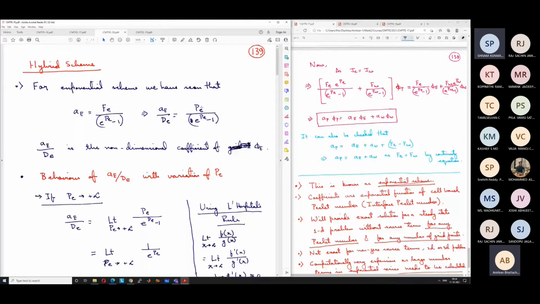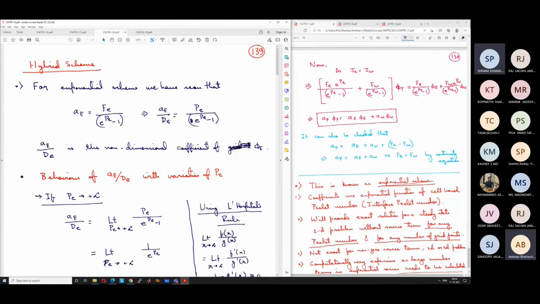Similarly, we can also write AW by DW, and AW by DW will be known as the non-dimensional coefficient of phi w. It will be equal to, so this is phi w, right? Coefficient of phi w is Fw e to the power pw by e to the power pw minus 1. If you divide this by Dw, you get pw e to the power pw by e to the power pw minus 1. This will be the non-dimensional coefficient of phi w. So A by D is the non-dimensional coefficient of phi.